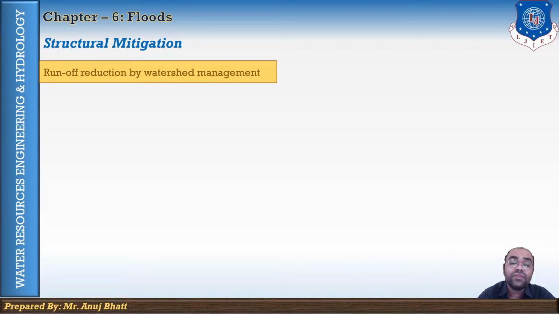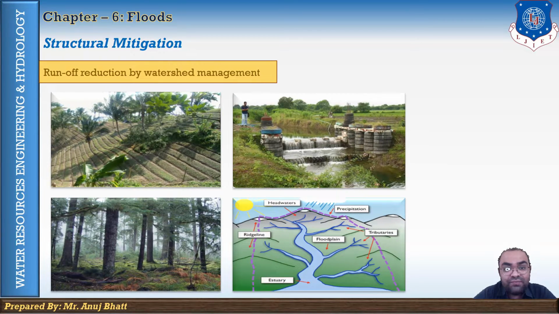Next is the runoff reduction by watershed management. This is an indirect method that is applied to the watershed, which has a long-term effect on flood disaster mitigation. If we talk about some watershed management techniques, they are afforestation, contour farming, contour bunds or trenches, constructing check dams, providing gully plugs, bank protection, diversion drains, and strip cropping. So these are the methods for watershed management.